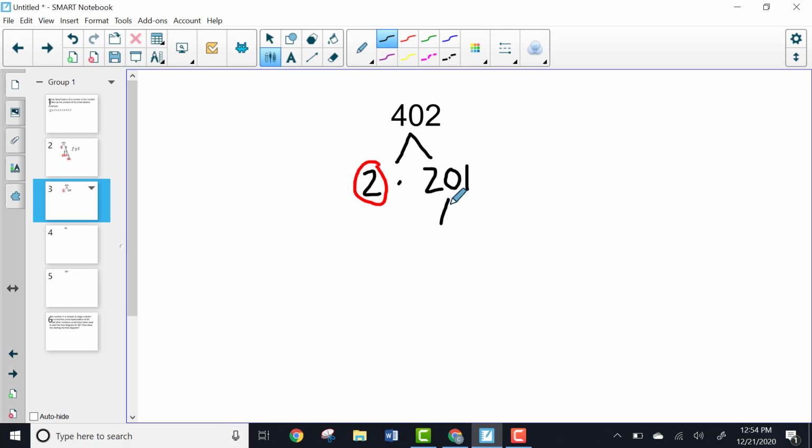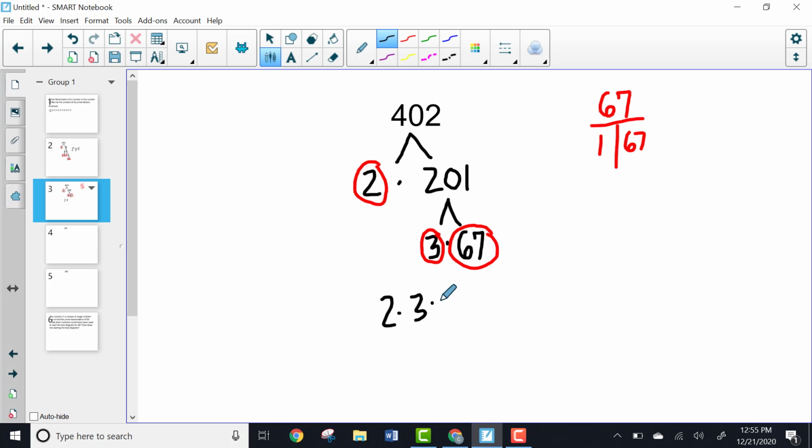Now let's take a look at 201. I know 3 can go into 201 67 times, so 3 times 67. I know 3 is a prime number. Now, 67 looks like a fairly big number to be prime, but it is actually prime. Remember, whenever you have a prime number, only 1 and that number itself are the factors. Think about the factors we went through in previous modules. For example, the factors of 67: I just have 1 and 67, so that means this is a prime number. So I don't have any other numbers to break down. The prime factorization of 402 is 2 times 3 times 67.